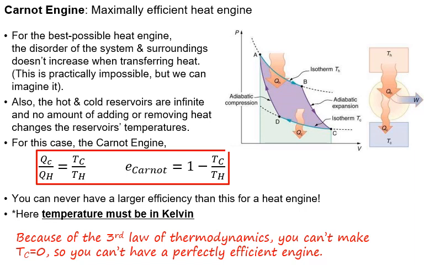And also, because of the third law of thermodynamics, you cannot reach absolute zero for your cold reservoir. You can never have T sub C equal to 0. So therefore, you can never have a 100% efficient engine. It is not possible. There is no perpetual motion machine. You always have to lose some of that energy just due to inefficiency, no matter what.